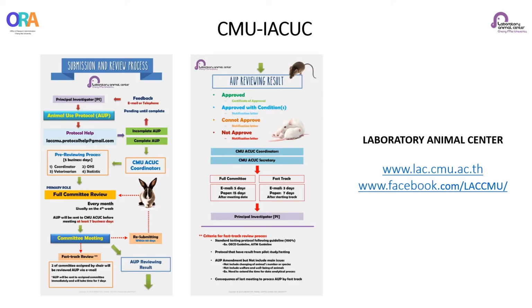And the CMU IA group, it is a process of submission and review of the animal use protocol. For your information, you are able to surf at this link to understand the process to approve an animal use protocol, or contact the Assistant Secretary of the CMU Animal Care and Use Committee. You can call number 053-948-621 for information about how to submit and get approval for the animal use protocol.